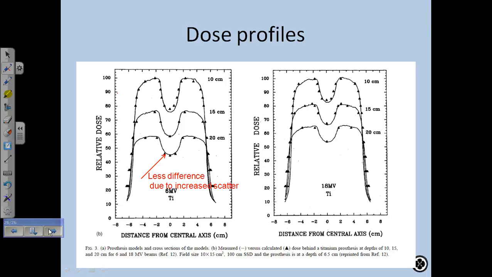So the take-home message about this is that for 6 MV beams, there's a huge difference at shallow depths between the area. This is the area behind the hip. In other words, downstream. So there's a bigger difference at 10 cm versus 20 cm. Do you know why that would be?